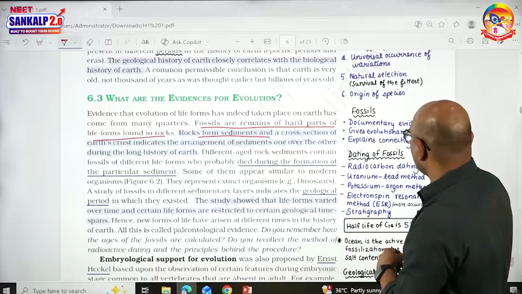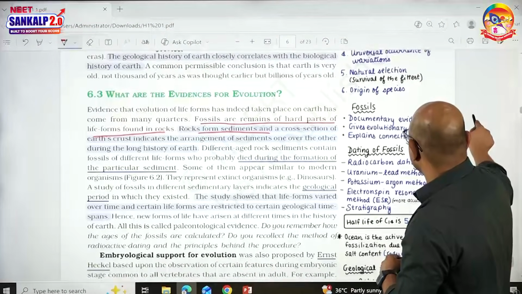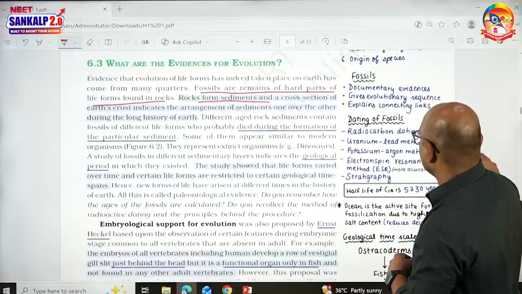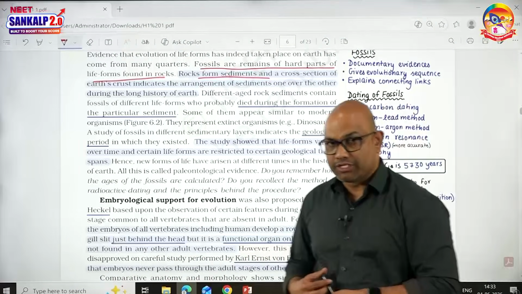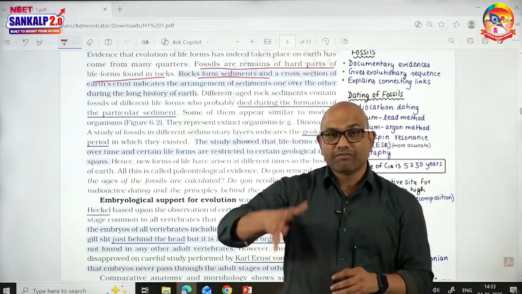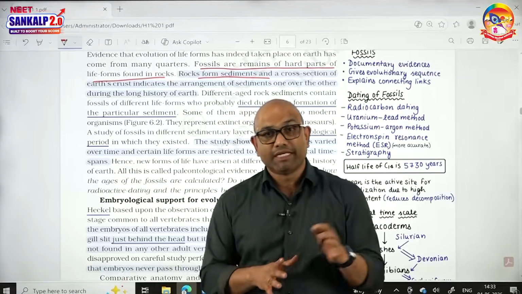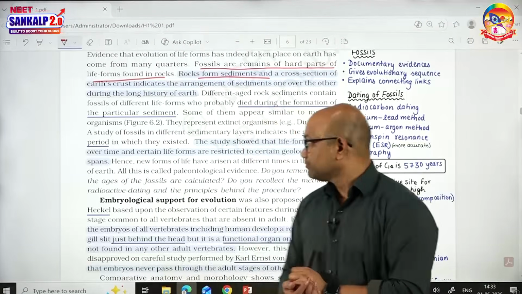I already told you, like documentary, sequences and explains connecting links. The ocean is the active site for fossilization compared to the land, because the salt which is present in the ocean can prevent the decomposition of the dead organism.